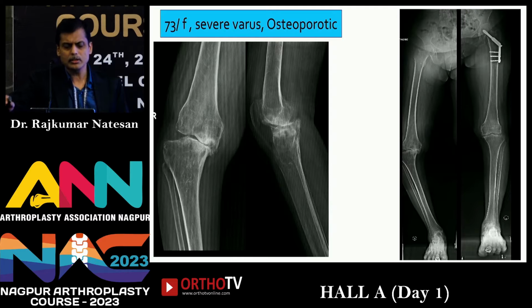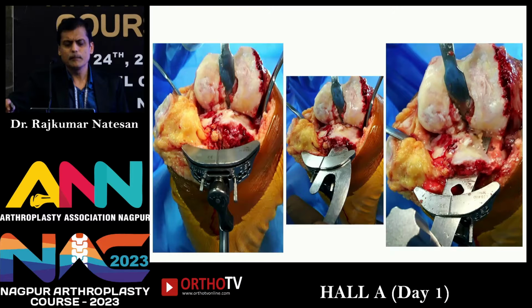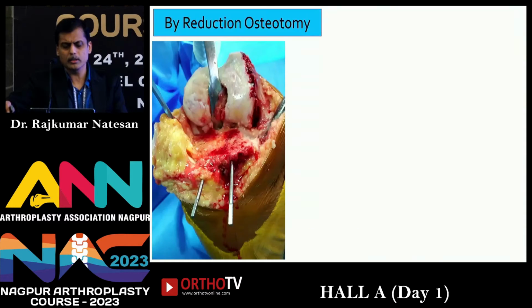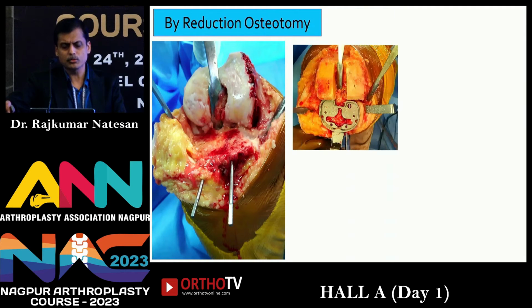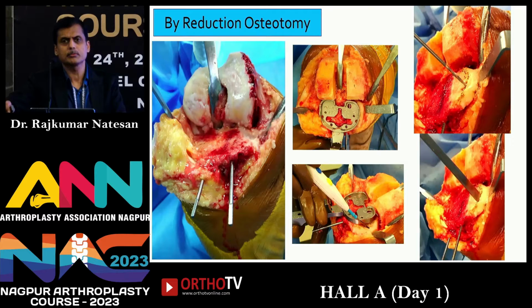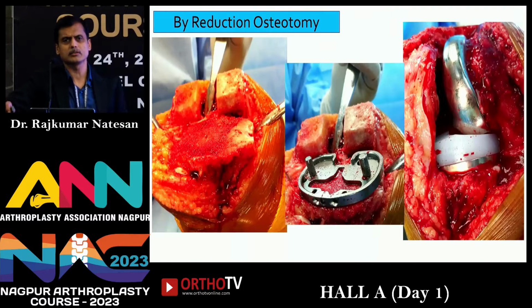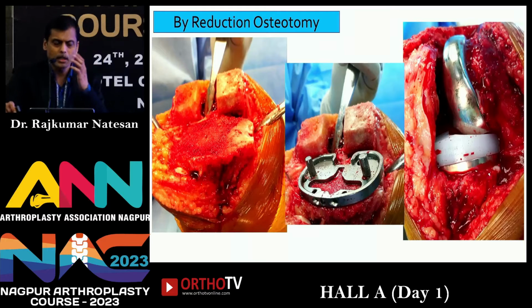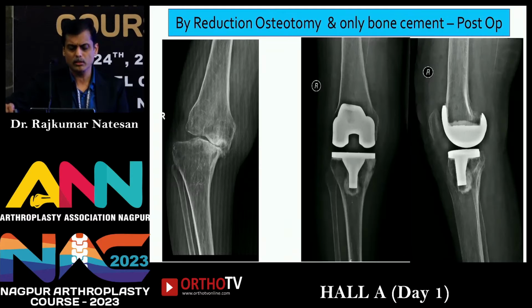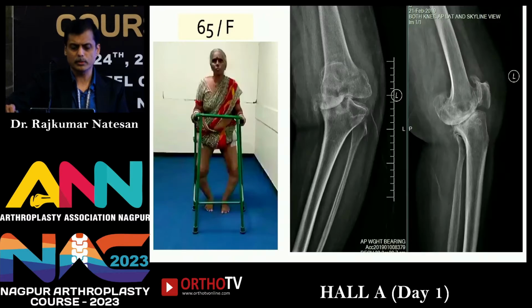Again, a 73-year-old female, osteoporotic with some amount of bone loss. Make the cuts very simple, minimal, and then go ahead and do the procedure whenever needed. Do the reduction osteotomy. Most of the time everything falls in place. So that is my algorithm here. Again, not any big soft tissue releases. Here it is the bone cuts, placement, and the reduction osteotomy. This is the post-operative X-ray.